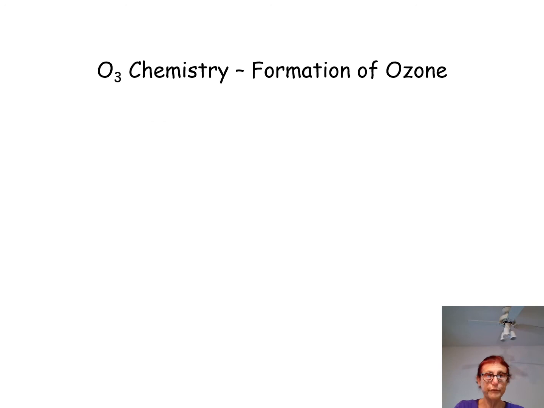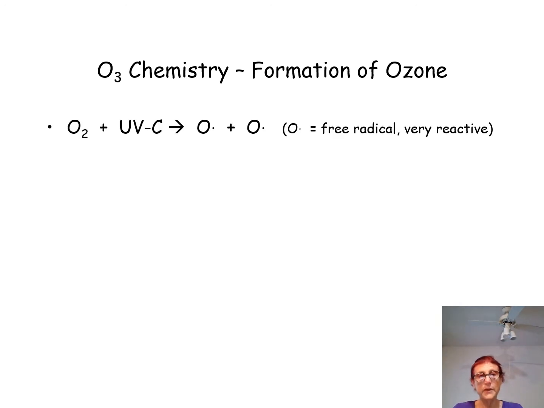So how does the ozone form? Well, in the stratosphere, UVC radiation breaks apart an oxygen molecule into oxygen atoms. These are actually free radicals. They have an electron that's unpaired. And free radicals are very reactive chemical species. They're essentially self-catalyzing species when you're looking at chemical reactions.